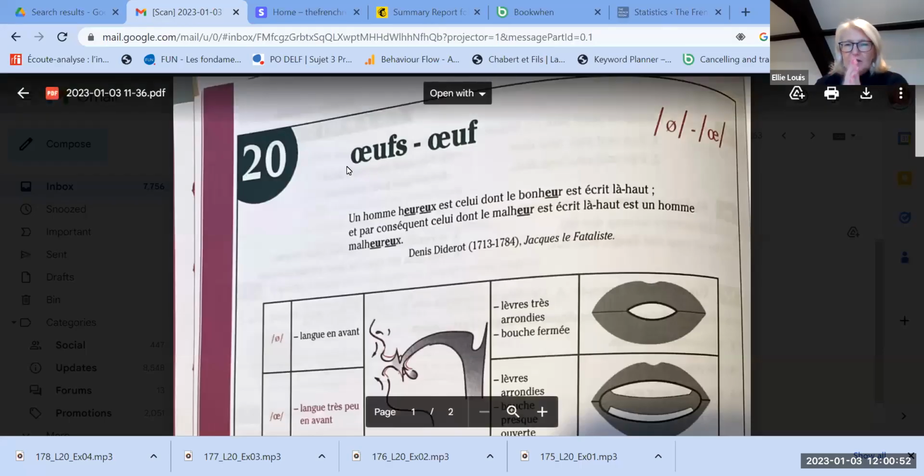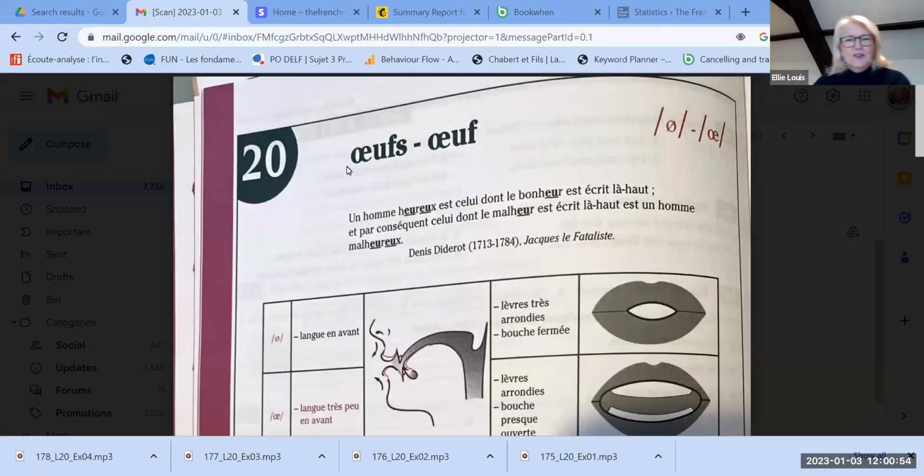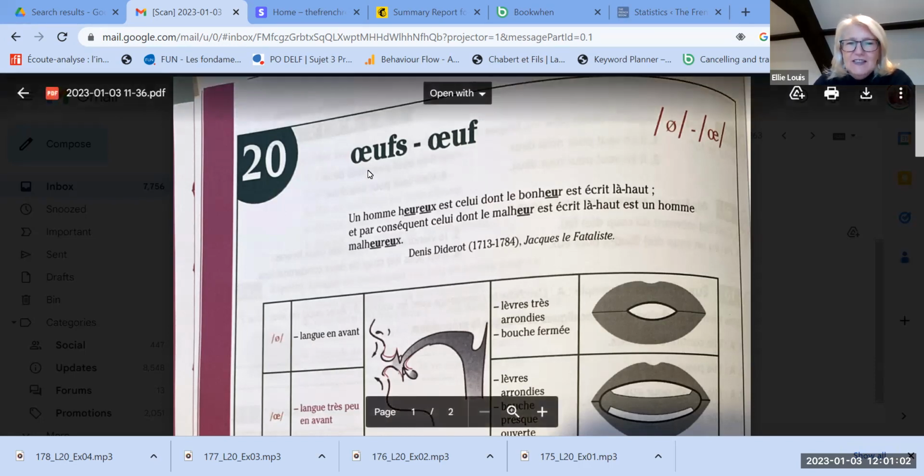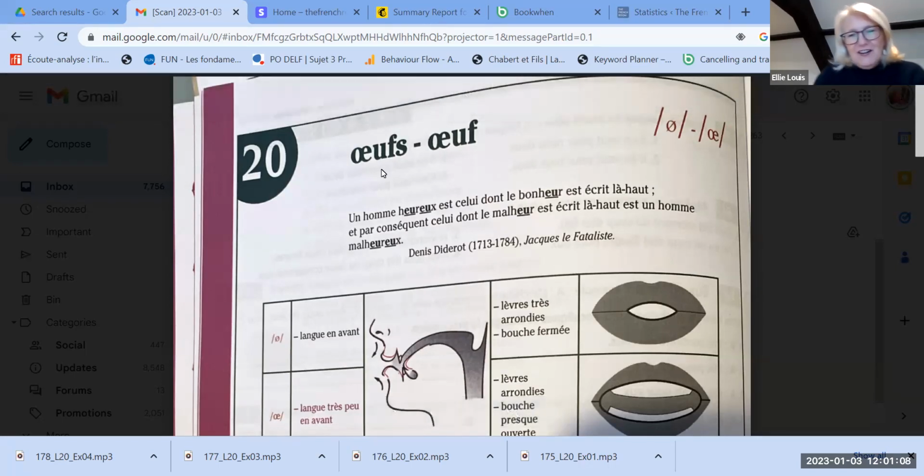So, first pronunciation tutorial of 2023. And this is a favorite for many people. What is the difference between the pronunciation of these two words? And actually, if you can get this right, then you can really differentiate yourself from other Brits speaking French.